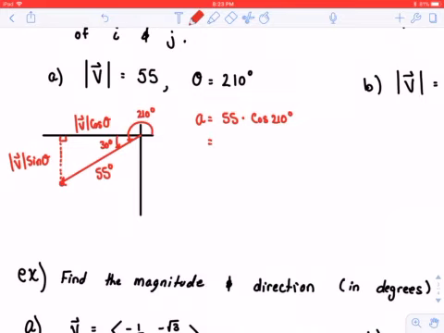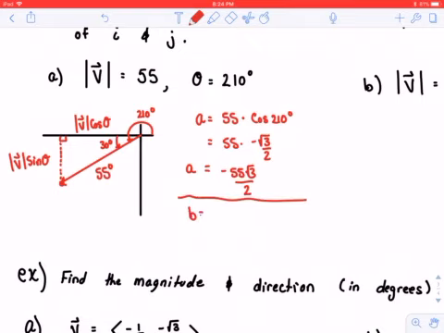I plugged in theta, which is 210 degrees, and I plugged in my magnitude, which is given to me. So if I know cosine, and I'm going left, I know it's going to be negative radical 3 over 2. So you plug that in. And 55 and 2, well, those don't cancel. So my A value is negative 55 radical 3 over 2. So that is my A value. Next up, my B value.